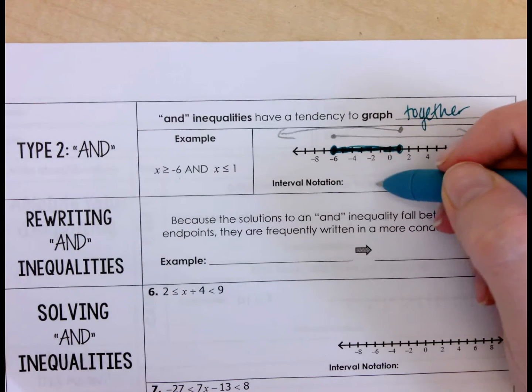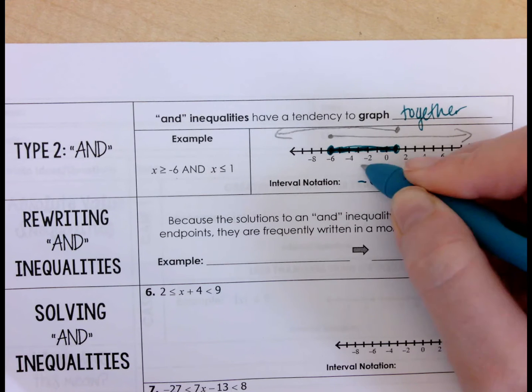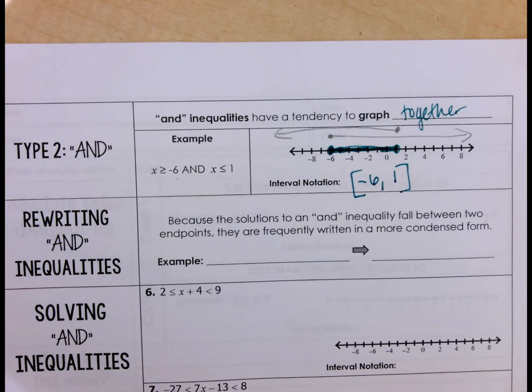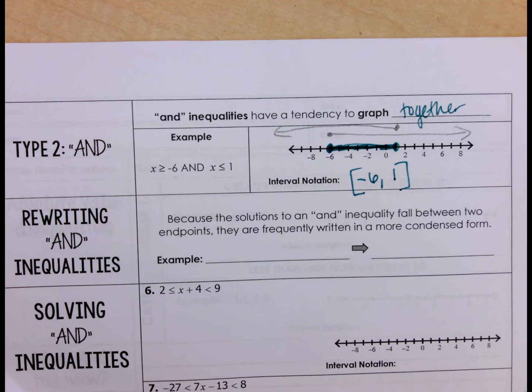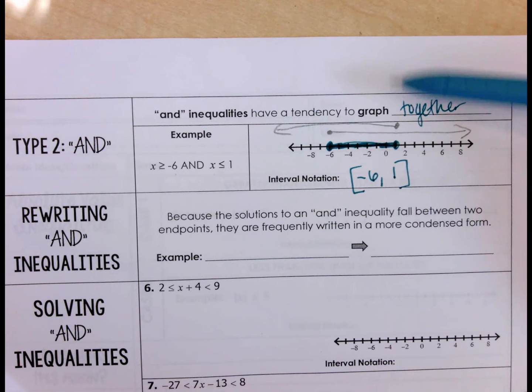Now the interval notation is going to be pretty simple. We go from negative 6 to 1. Both of them are closed circles, so we use brackets on both of them.